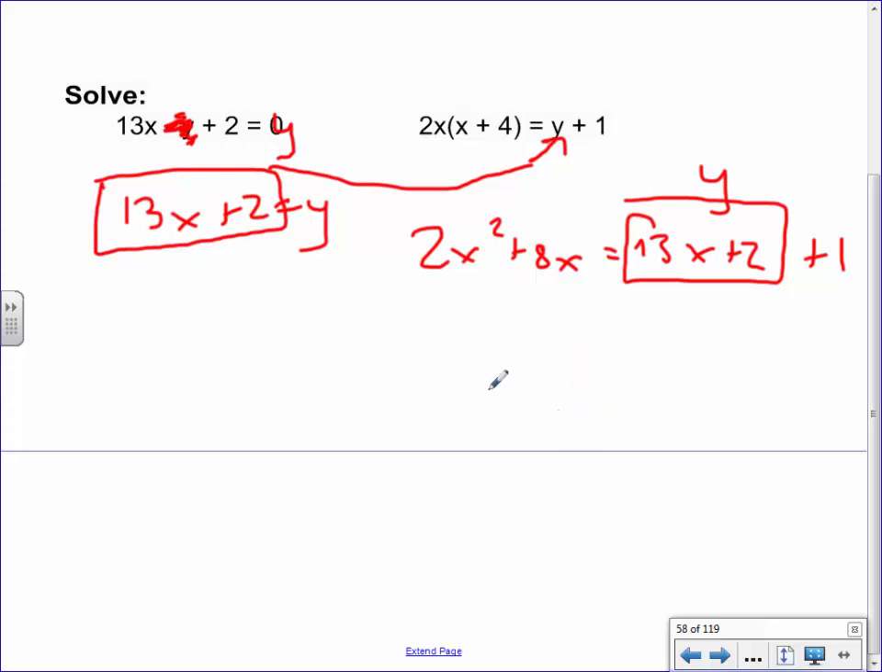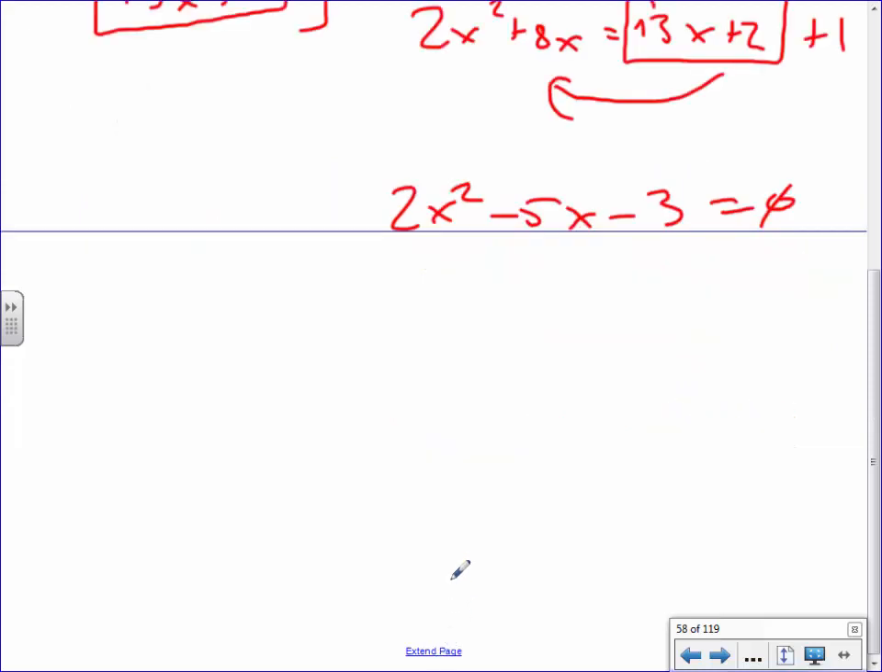Okay, so let's play it out. Which side should I make equal to 0? I think we should bring everything this way. Seems reasonable, right? So let's make it 2x squared. And then I'm going to do some of this in my head here. 8 is going to subtract 13, so that's going to be minus 5x. And then 2 and 1 over here would have been 3. So bringing it the other way makes it minus 3.